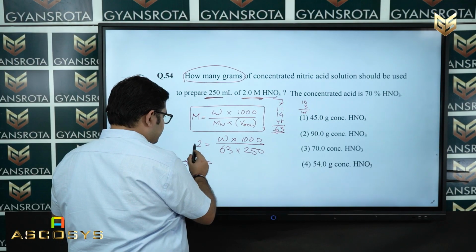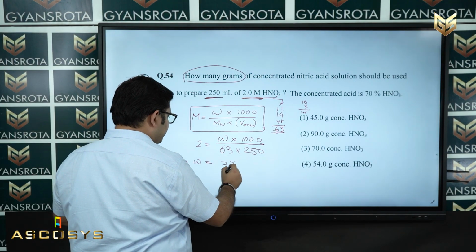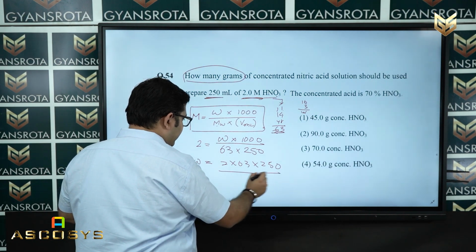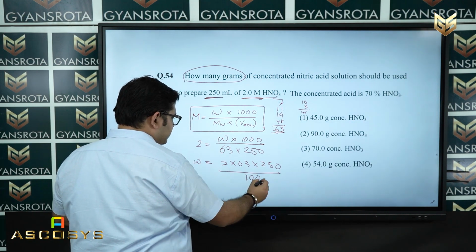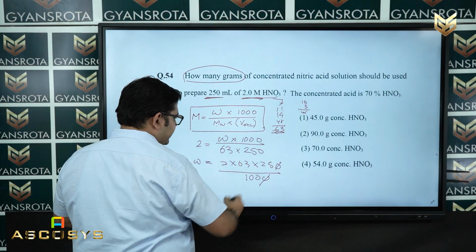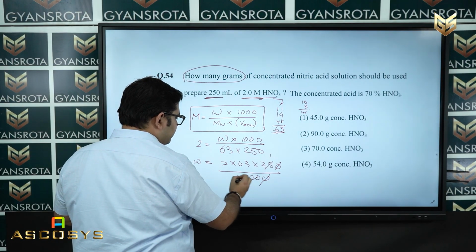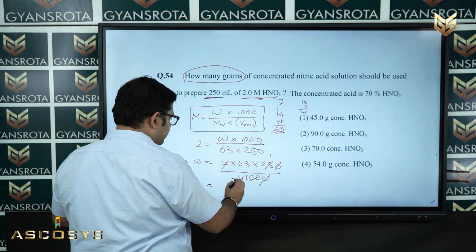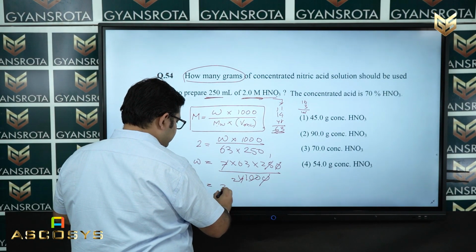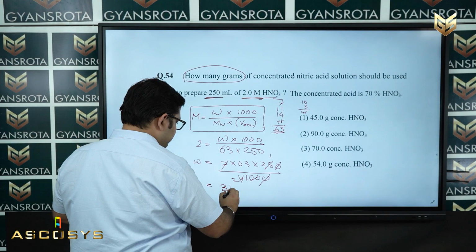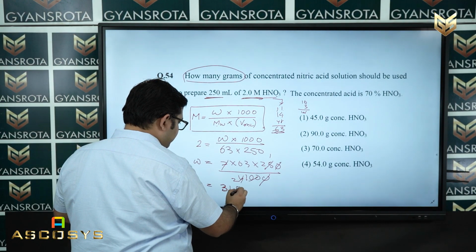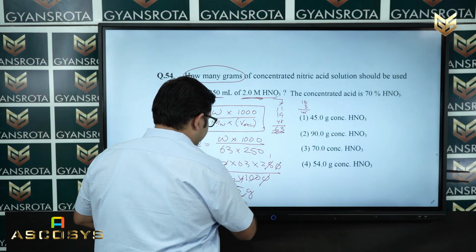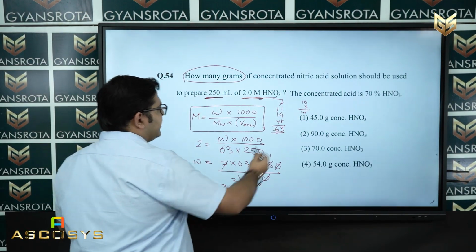W is equal to 2 into 63 into 250 divided by 1000. This one will cancel out. 25 into 4, 2 into 4, that is 2, it will be coming as 31.5. So W will end up as 31.5 gram, but they have given us concentrated acid that is 70%.